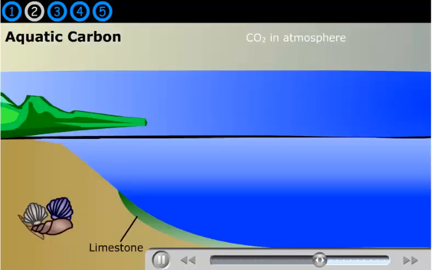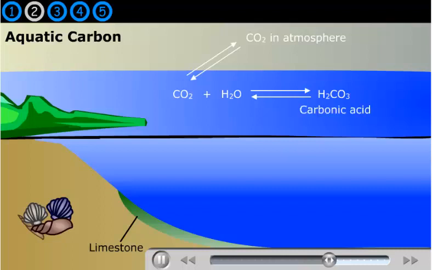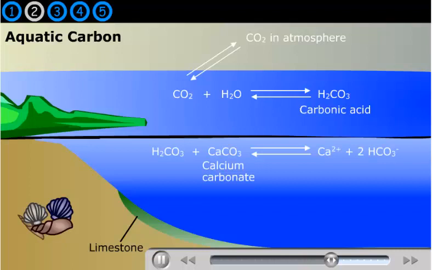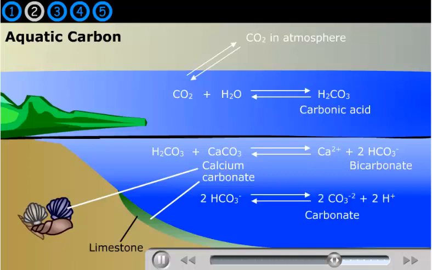One aspect of the carbon cycle we haven't discussed is the role of aquatic carbon. Carbon is found in several chemical forms in water. Atmospheric carbon dioxide dissolves in water. The dissolved carbon dioxide reacts with water to form carbonic acid. The carbonic acid then reacts with calcium carbonate in shells and limestone to form bicarbonate, which reacts to form carbonate.